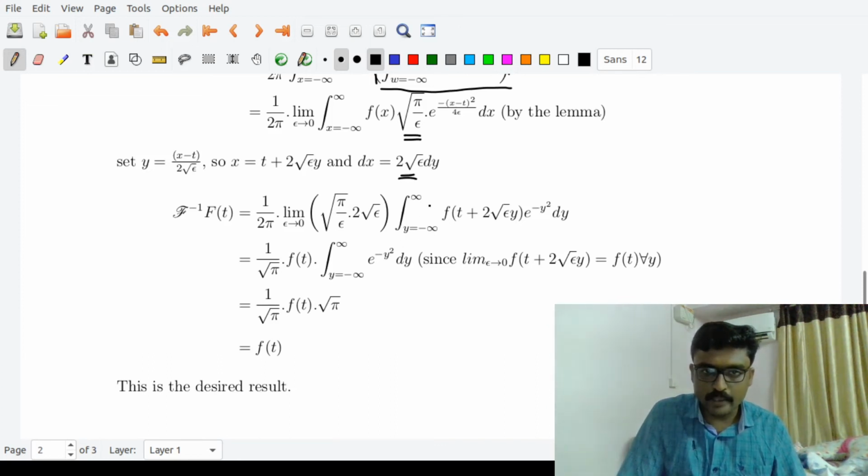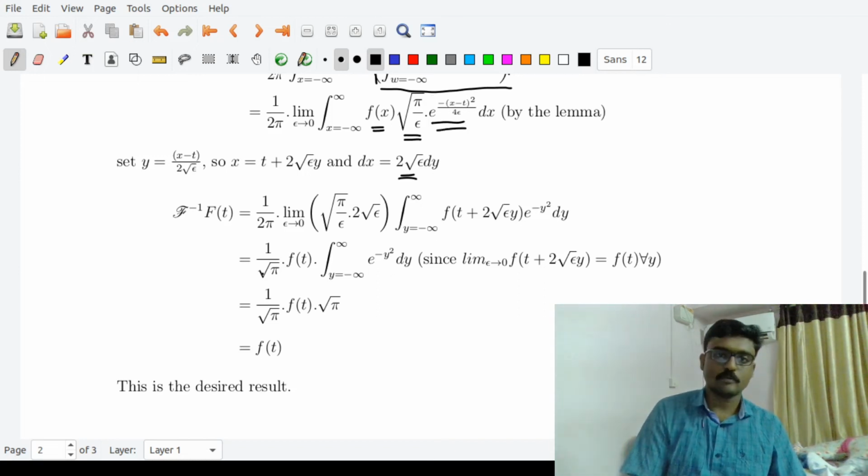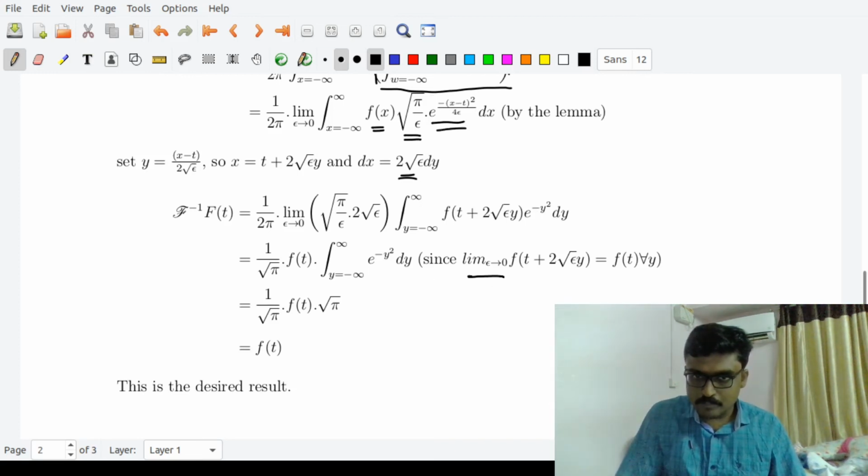integral y equal to minus infinity to infinity f of, we already mentioned that x equal to t plus 2 root epsilon y. So it becomes f of t plus 2 root epsilon y e raised to minus y square dy. This comes from this term: we already set y equal to x minus t by 2 root epsilon, then it becomes e raised to minus y square. Okay, we know that limit epsilon tends to 0 of f of t plus 2 root epsilon y equals f of t for every y.